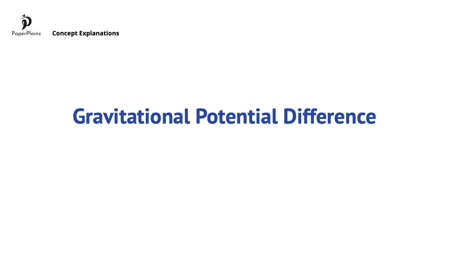This video is about gravitational potential difference. Let's begin by recalling the formula for gravitational potential at a point. Here, G is the gravitational constant, M is the mass of the uniform sphere or point mass, due to which the gravitational field arises, and r is the distance between the center of the sphere and the given point.